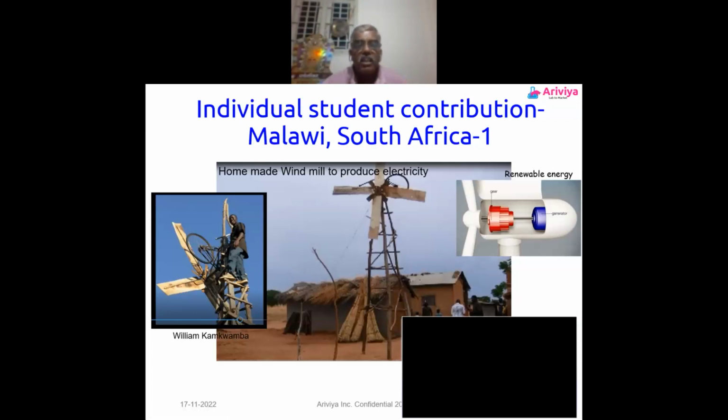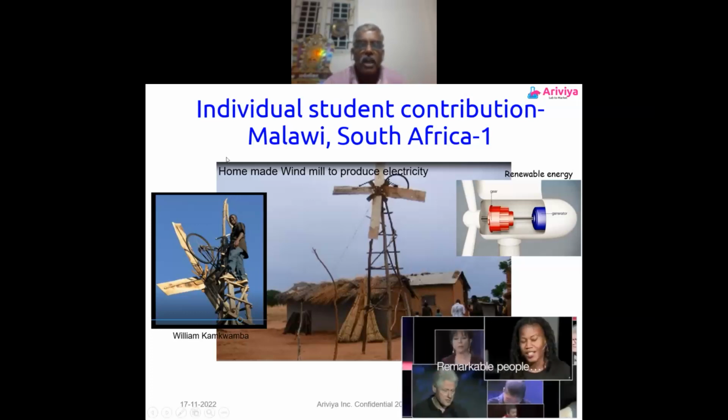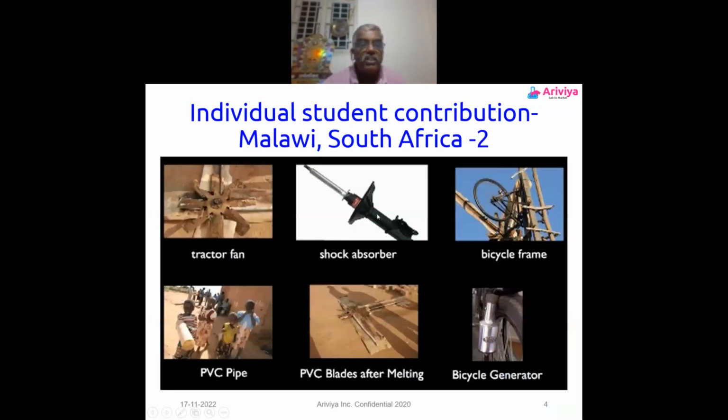Then you see the next one. I'm not going to show the video. You see what parts he used, all second hand parts, the old parts: a shock absorber, PVC pipe, a bicycle generator. He assembled everything and made the homemade windmill. The windmill is generating electricity for their house, for a single light, for charging their mobile, and for charging their radio.